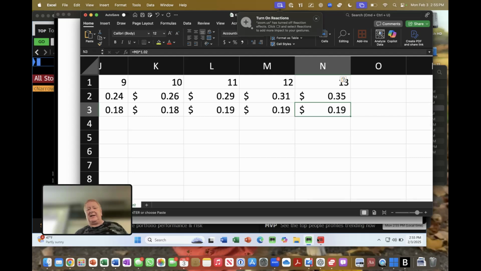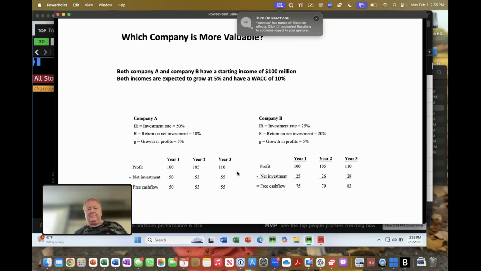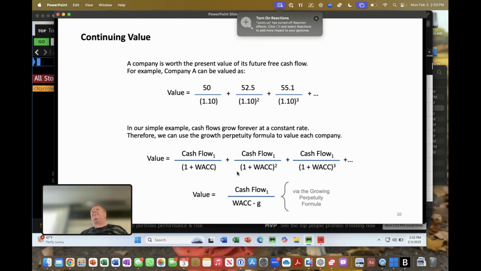So with this data, how do we value a company? Back to key value drivers. So in our spreadsheet is PowerPoint. Here it is. Too many icons. On the next slide, we're going to value A and B.